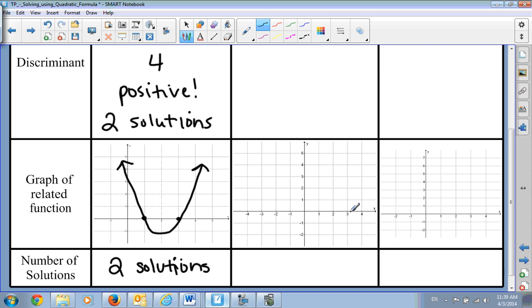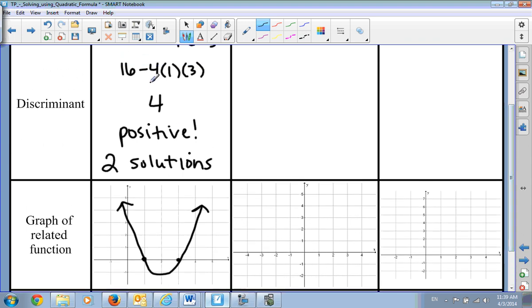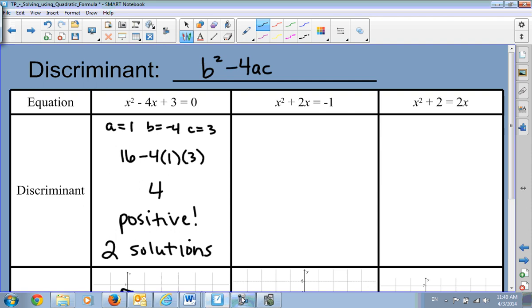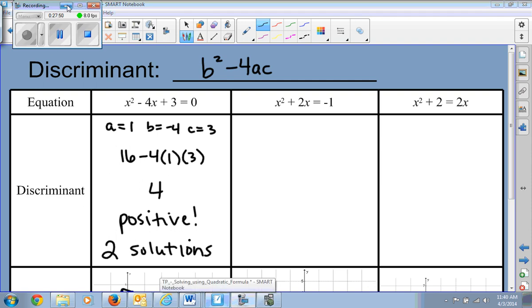So that's when your discriminant is positive. No matter if it's a perfect square or if it's like 11 or something that's not a perfect square, you'll have 2 solutions, okay? This one was a perfect square because it was 4, right? When your discriminant is a perfect square, you'll have whole numbers as your answers. When your discriminant is not a perfect square, you'll have decimals.